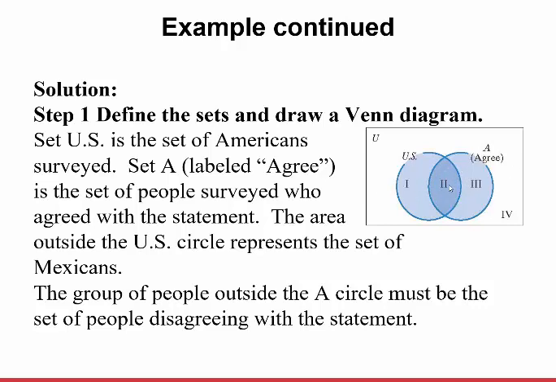So set A then here is labeled the people who agreed. So this is a set of people surveyed who agreed with the statement. So the area outside the US circle is represented by the set of Mexicans, so people who are of Mexican nationality. All right, so the group of people outside A must be the set of people disagreeing with the statement.